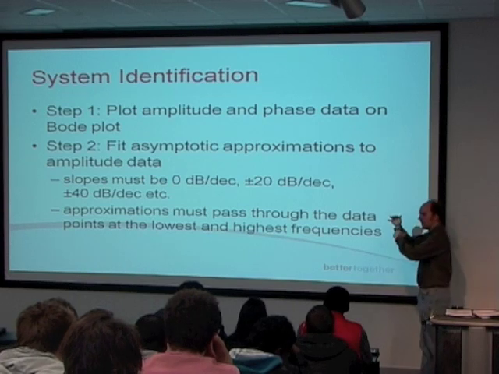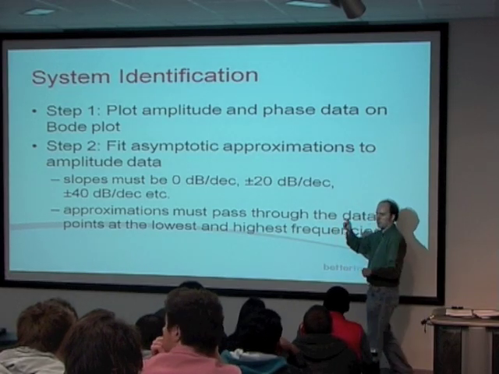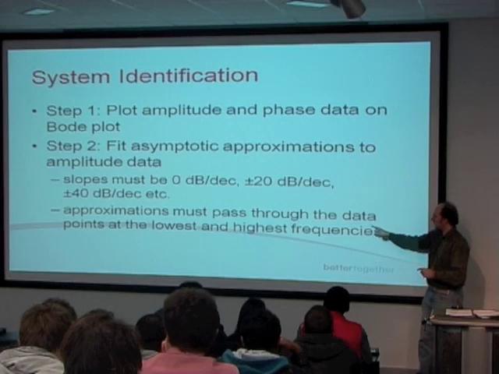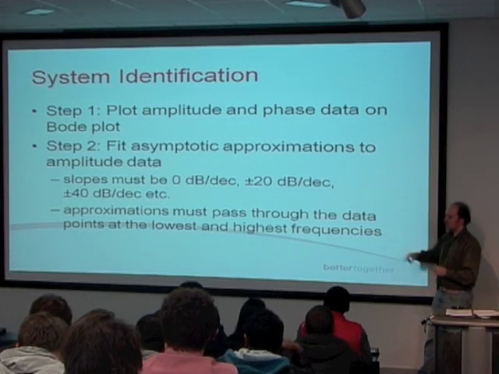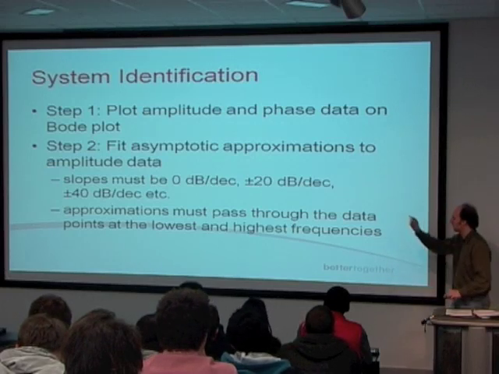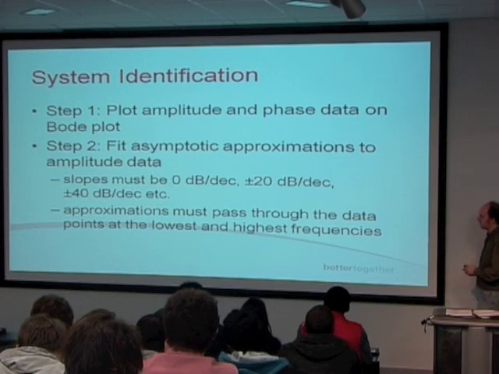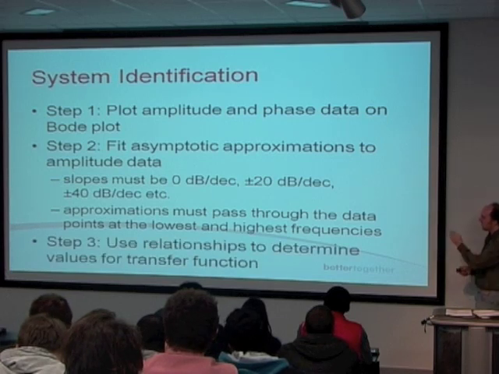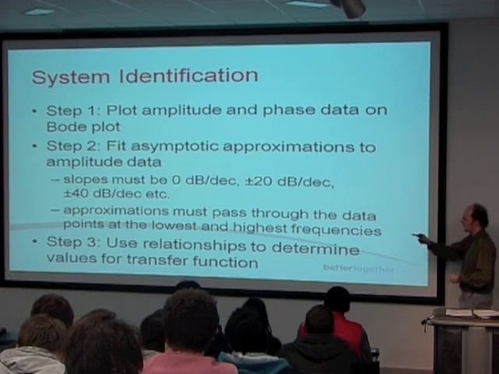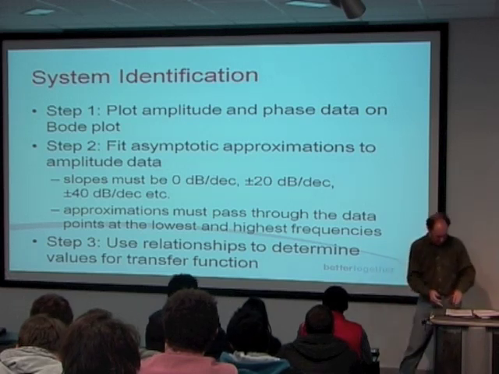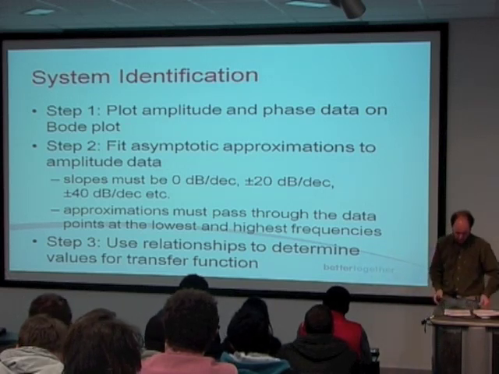Like I said, at breakpoints there will be variations, there'll be gaps. But at the lowest and highest frequencies, the data points will be pretty true to the asymptotic approximations. And then you use the relationships that we covered to determine the values for the transfer function. So let's have a go at an example.